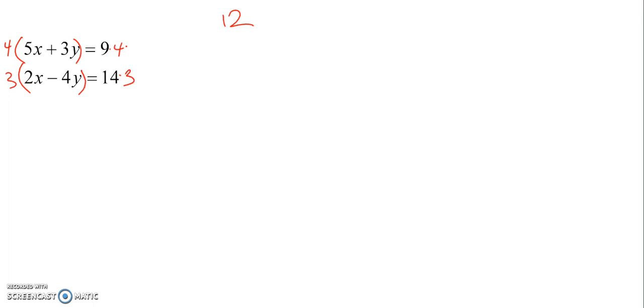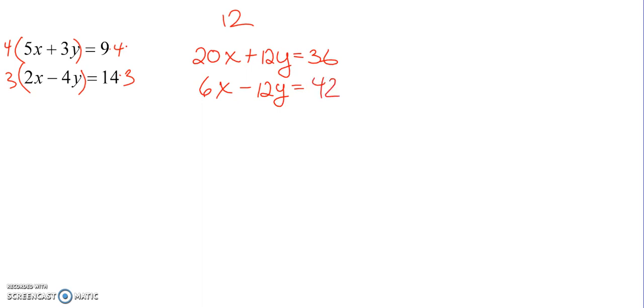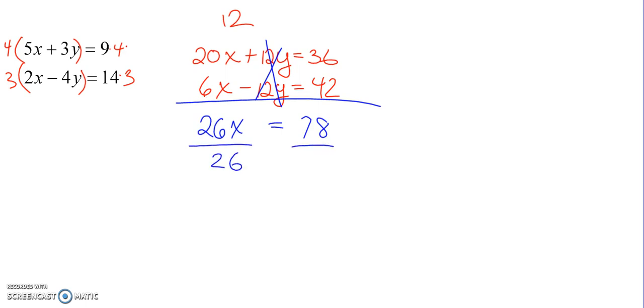Now I'm going to rewrite these two new equations when I distribute: 20x plus 12y equals 36. I'm going to have 6x minus 12y equals 42. And from here, if I try to add these up, I get my 26x, the y's have canceled, and I have that equal to 78. This is divisible by 26, and now I know for certain x has to equal 3. So actually combinations is a little shorter.